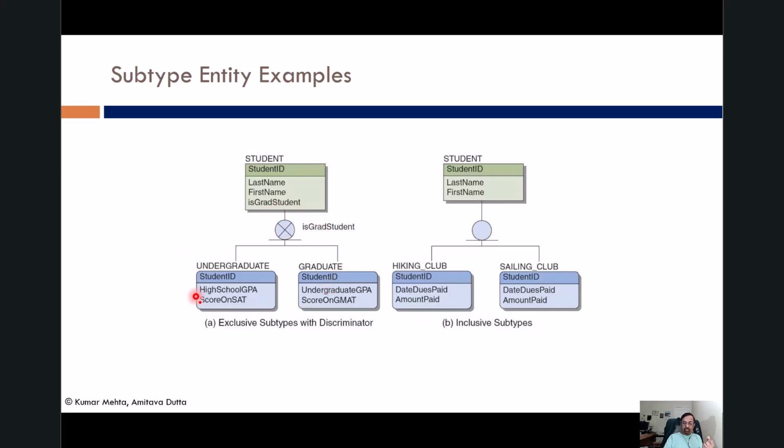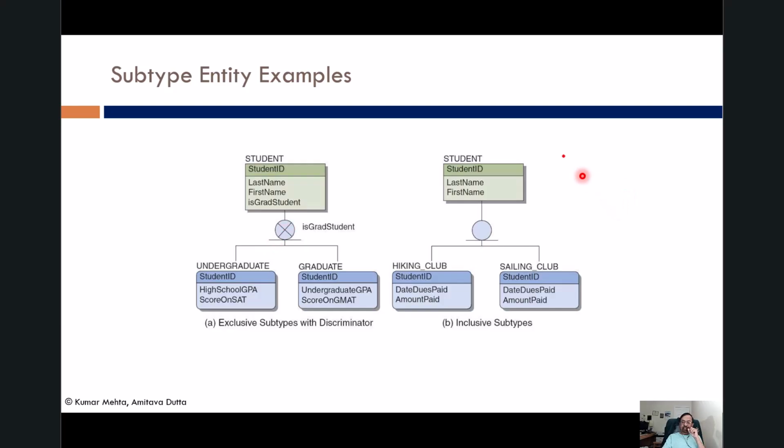So this entire tree structure that you're seeing is an example of a subtype supertype structure, and this is a situation where you have exclusive subtypes. In other words, an instance of this entity class, one particular student, can either be an undergrad or a grad, but not both. That's what the X signifies. Okay.